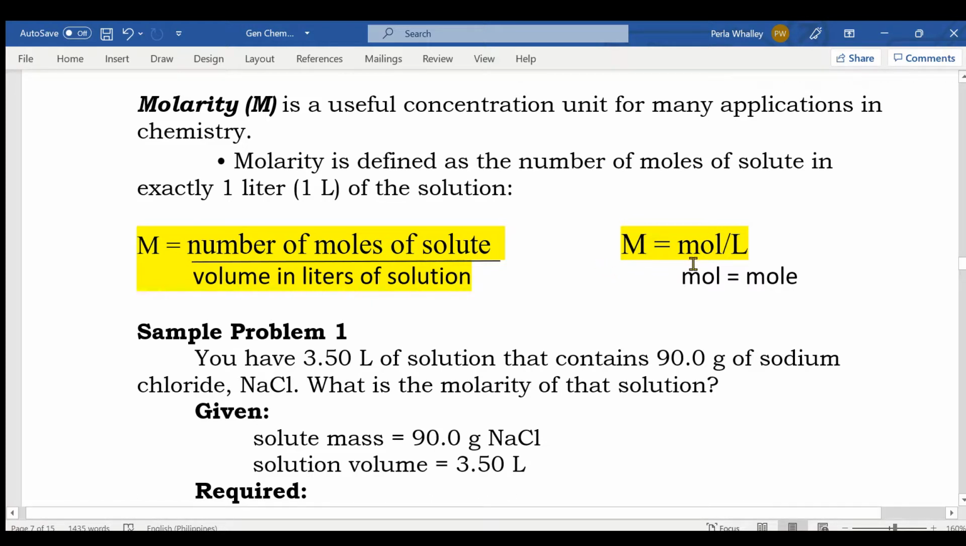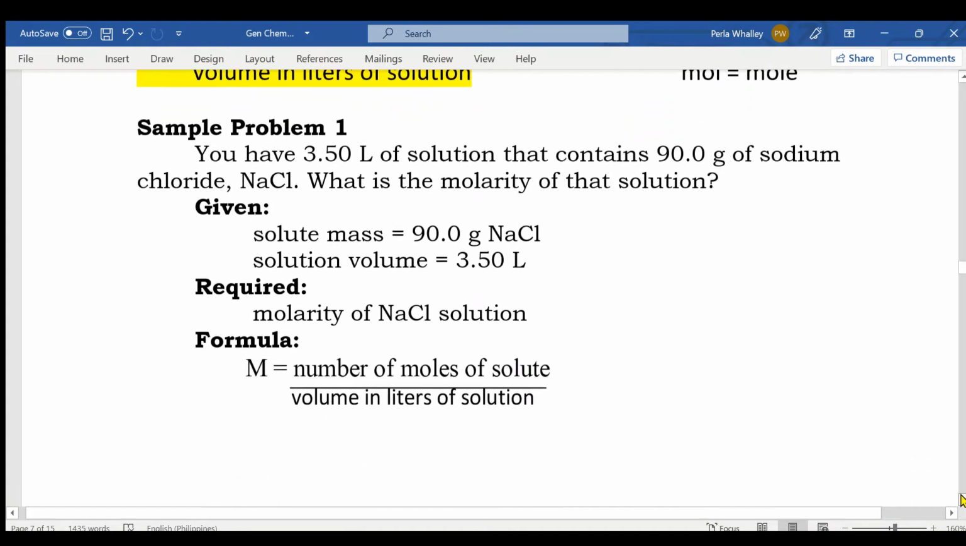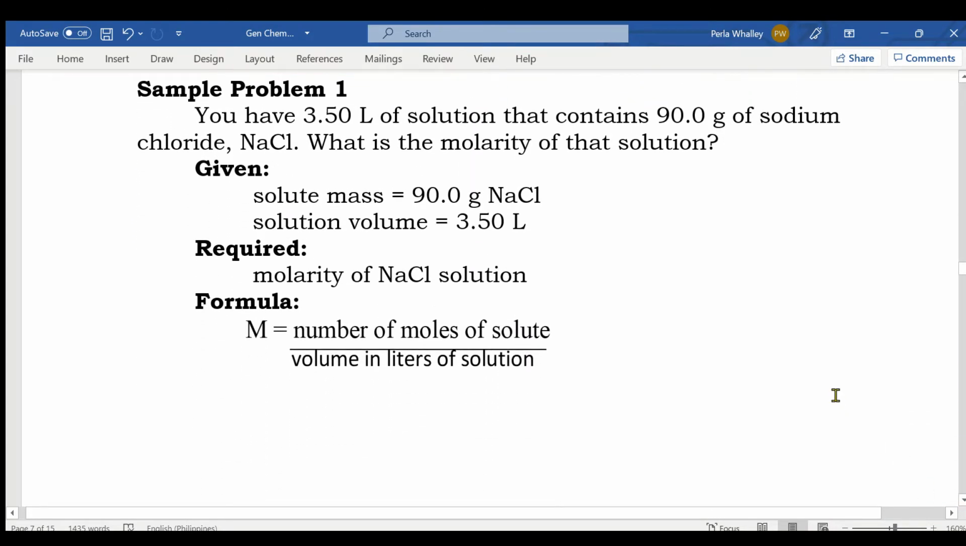Molarity has a unit of mole per liter. MOL is the abbreviation of mole. Let's go to sample problem number 1. You have 3.50 liters of solution that contains 90.0 grams of sodium chloride, or NaCl. What is the molarity of that solution?